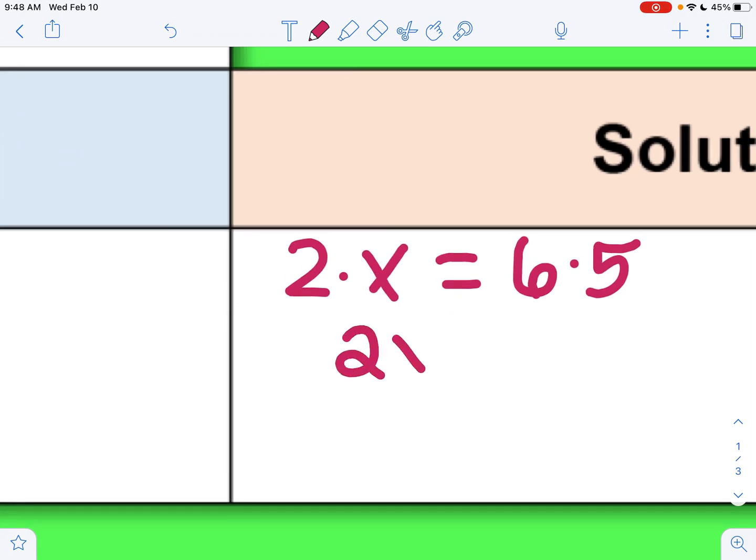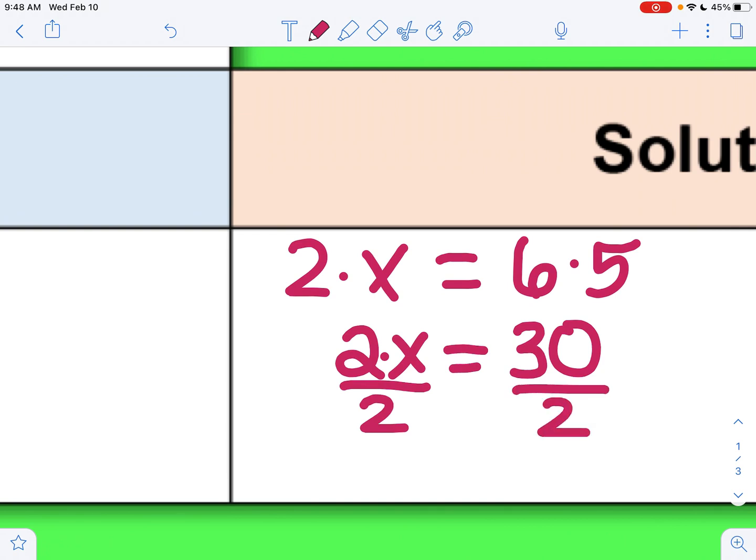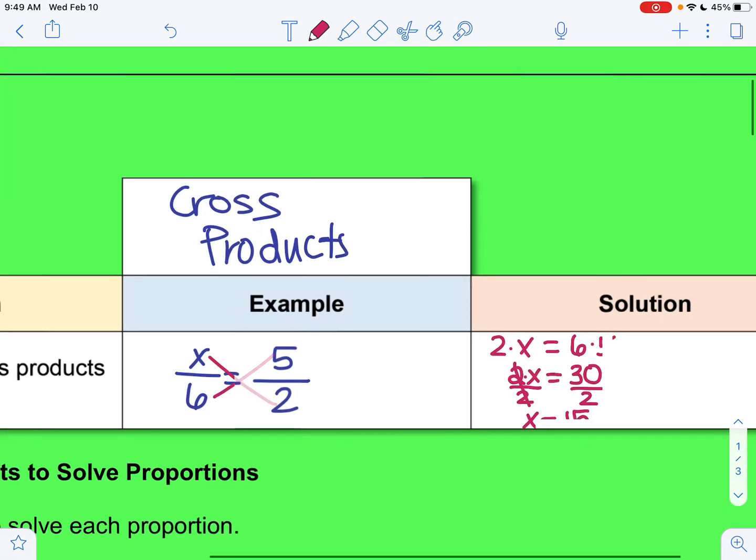Okay, 2 times x is just 2x. 6 times 5 is 30. So now we're going back to our Unit 3 all about algebra. Right now we have 2 times x. We want this x by itself. So what is the opposite of multiplication? Right, it's division. So we are going to divide both sides by 2. Our 2's cancel out. We're left with just x on the left-hand side. 30 divided by 2 is 15. So our x is 15.